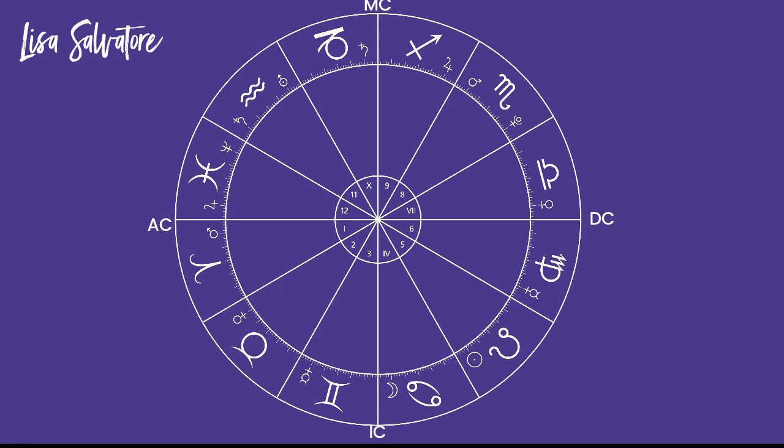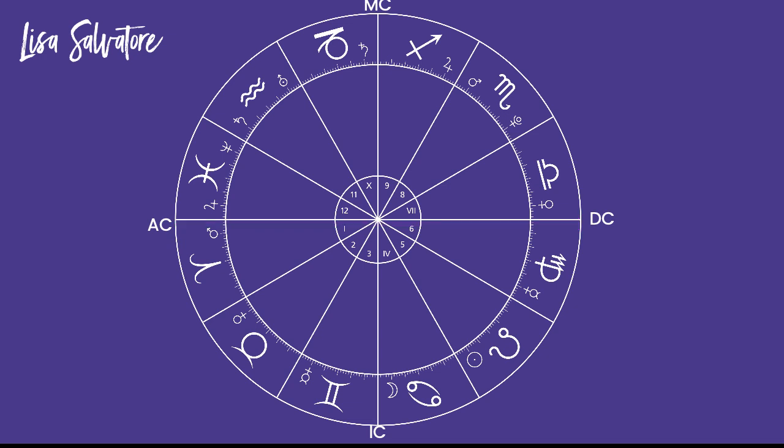Then we shoot across the chart and we see the opposite to the ascendant, which is the descendant, or the DC. This is the cusp of the 7th house. The descendant is directly opposite the ascendant. It's on the western horizon. And this is the sign that was setting on the western horizon at the time of the person's birth.